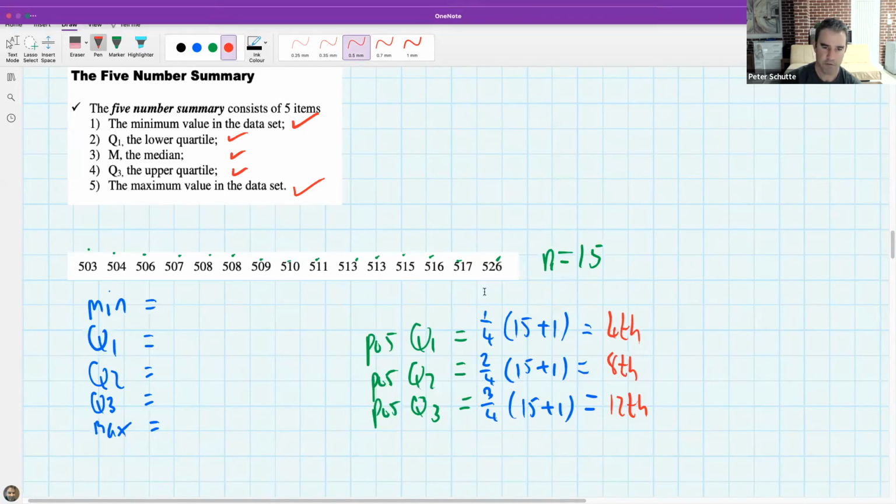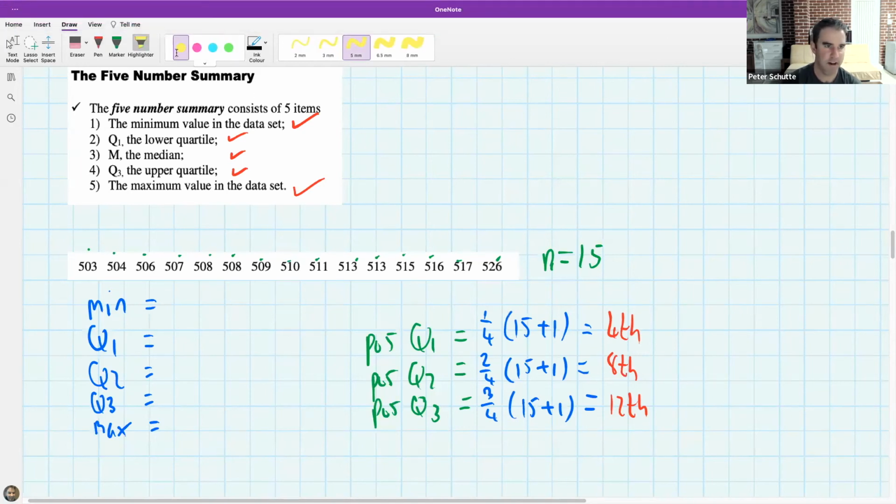Okay, so the fourth position is Q1. And if I count, I get that value over there as Q1. So I'll put a yellow there. The eighth position is here. So I'll put a mark there. And the 12th position is here.